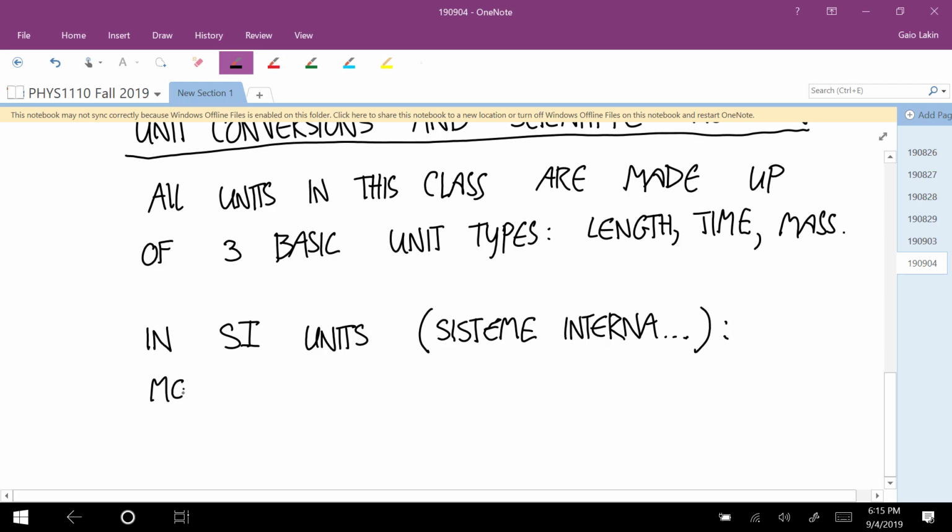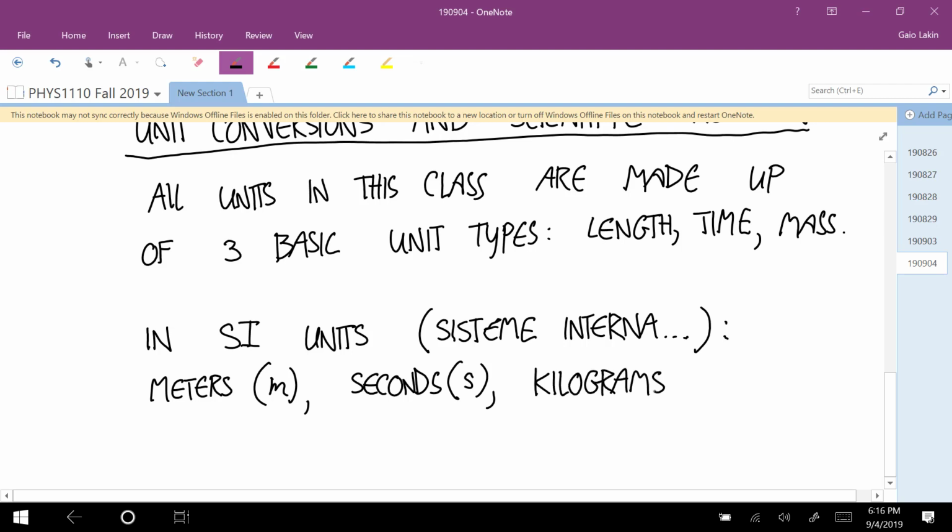length is meters. That's abbreviated with a lowercase m. Time is seconds. That's a lowercase s. And mass is kilograms. Wait, time is seconds. And mass is kilograms. And that's abbreviated lowercase kg. And so SI units for speed or velocity are meters per second.